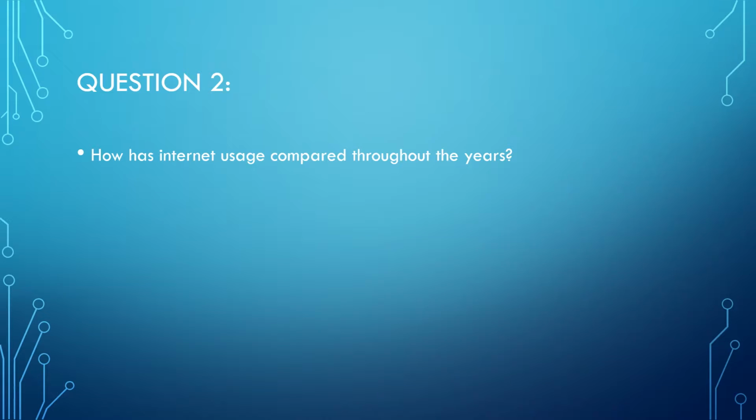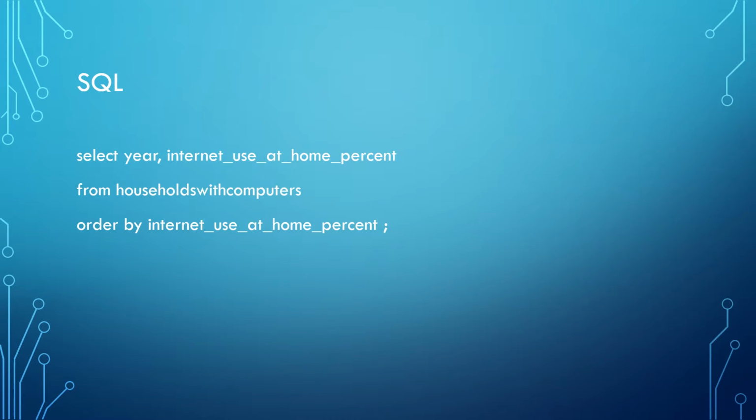The second question considered, how has internet usage compared throughout the years, and what is the mean for those years? The SQL query for this question had two columns, year and internet use at home percent. This came from the households with computers table, and I ordered it by internet use at home percent.